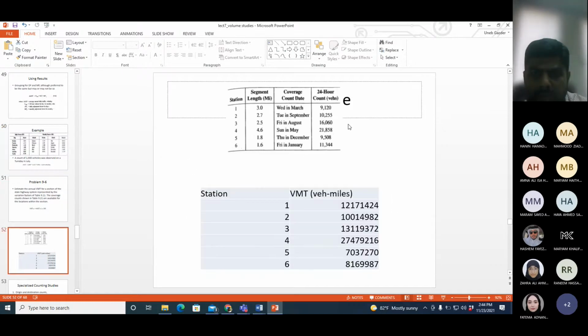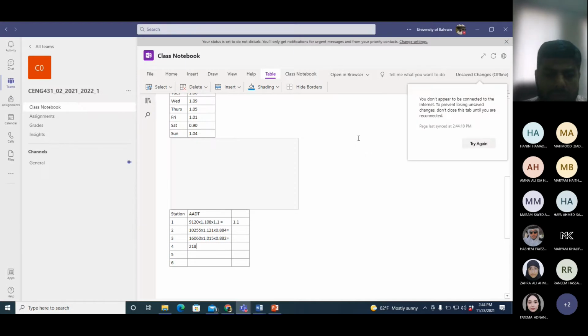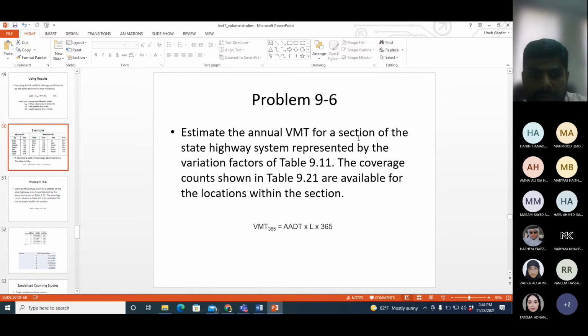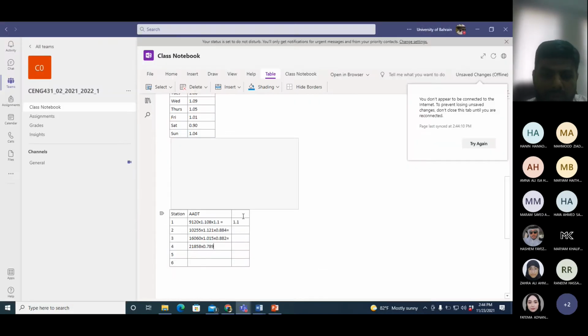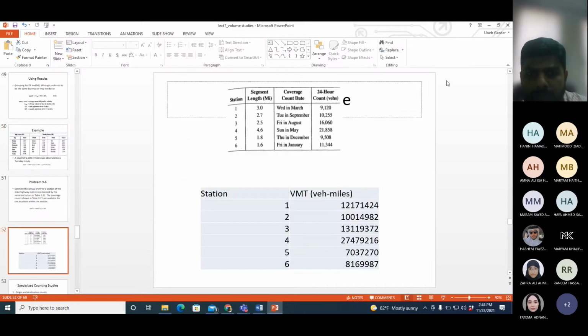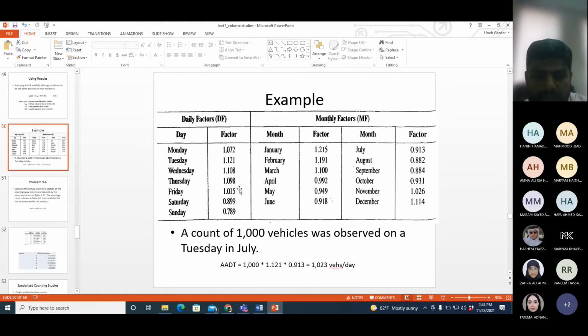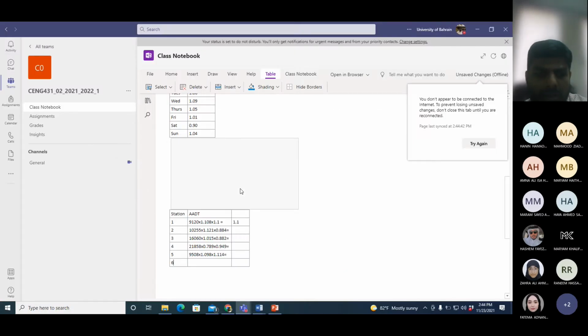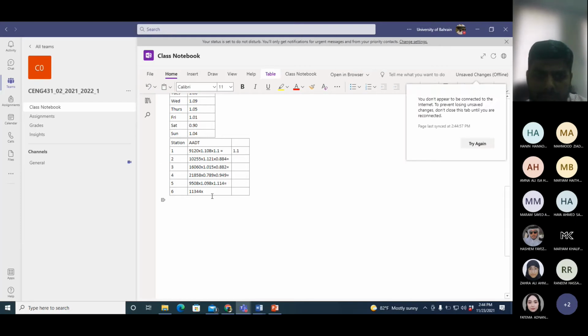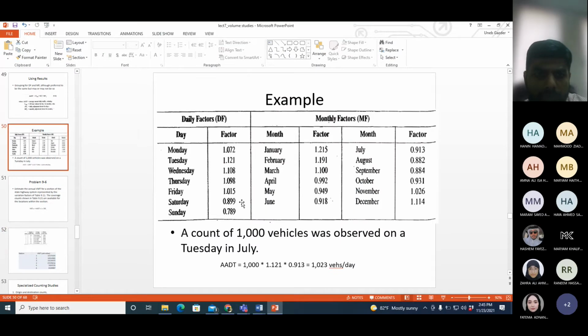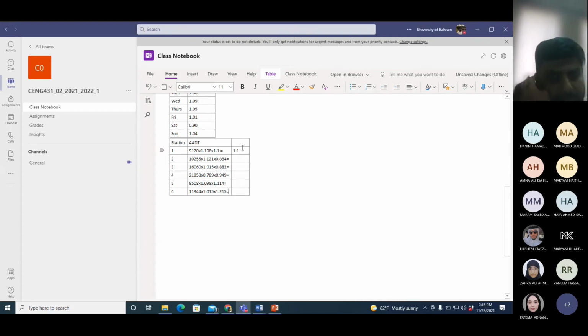Okay. And 858, Sunday, May, with a factor of 0.949. Station 5, 9508, Thursday, December. Last station, 11344, Friday, January, 1.15. Okay, go ahead, please give me the values.